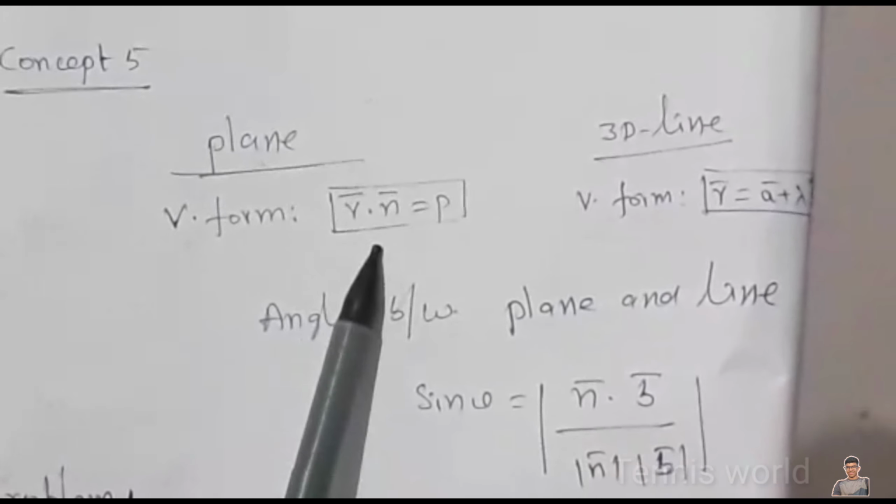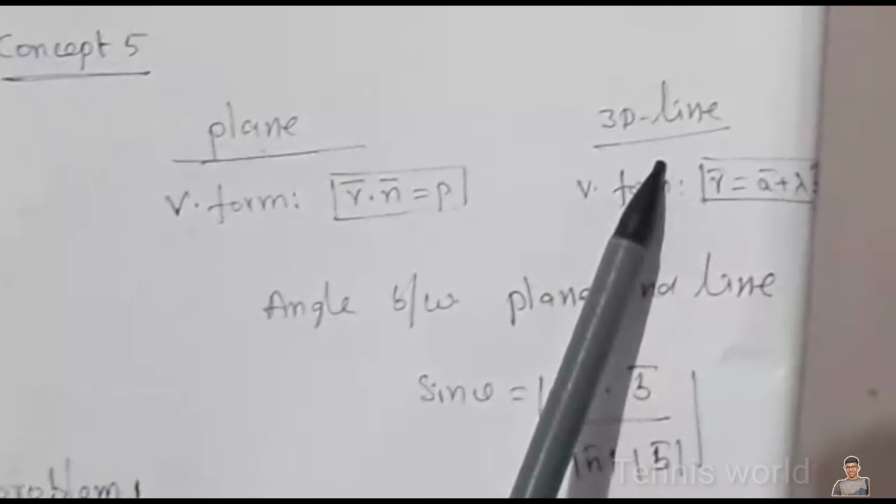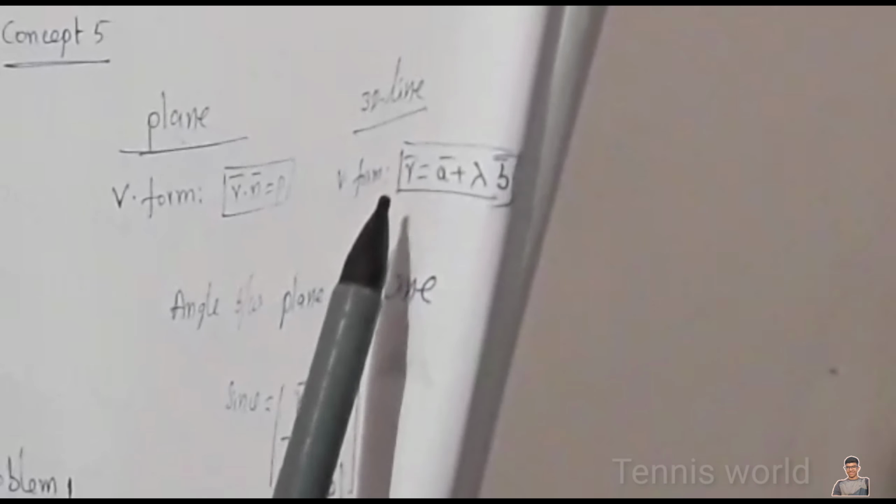This is the plane, which is in vector form. This is the line, which is also in vector form. r bar is equal to a bar plus lambda b bar.